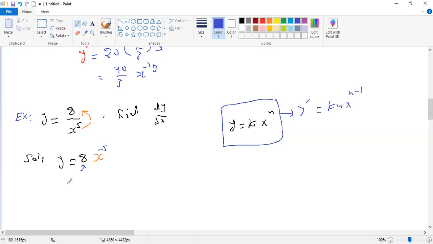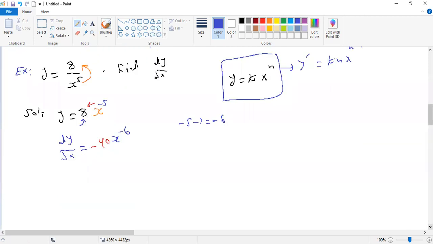So now dy/dx equals negative 5 times 8, which is negative 40, x to the power negative 5 minus 1. Negative 5 minus 1 is negative 6, so minus 6. This also can be simplified and written as negative 40 over x to the power 6.